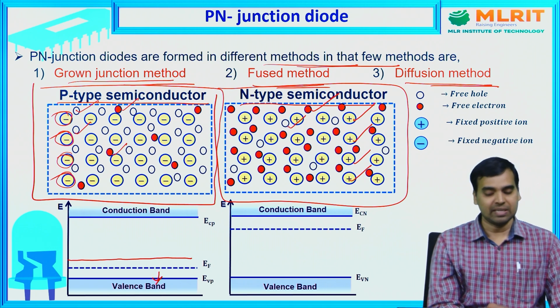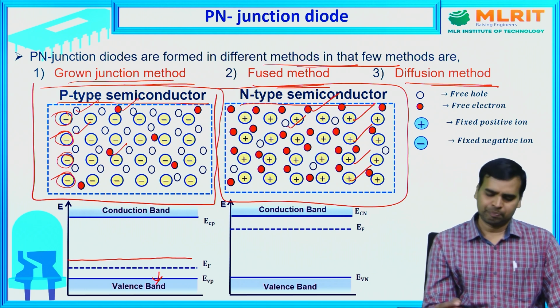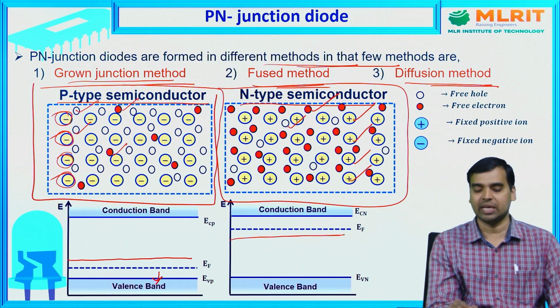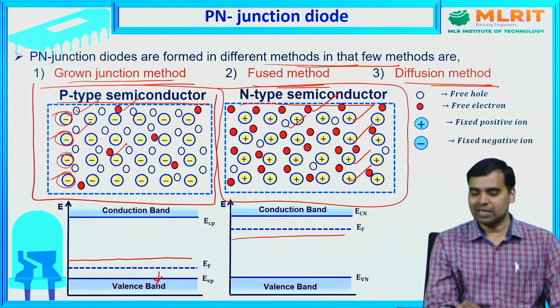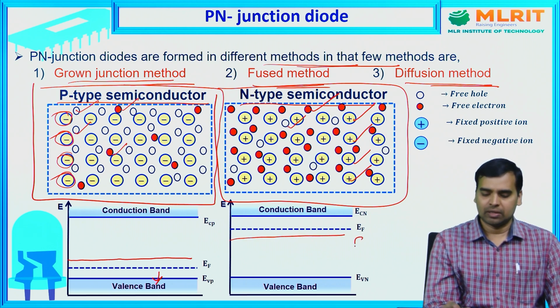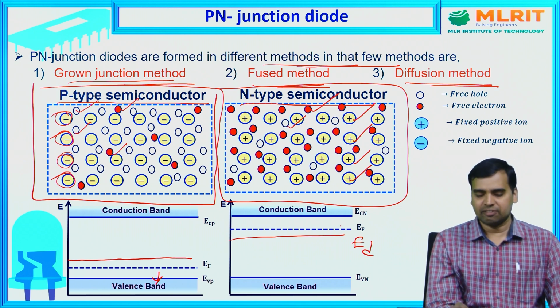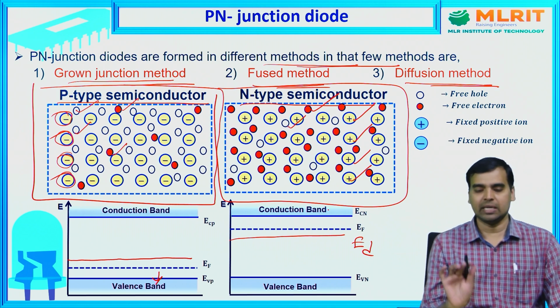I hope you can see here. Again, in n-type semiconductor, of course, apart from valency band and conduction band, there exists a donor energy level near to conduction band, and the Fermi level exists in between the donor level and conduction band in case of n-type semiconductor. That is, the Fermi level is near to conduction band in case of n-type semiconductor.